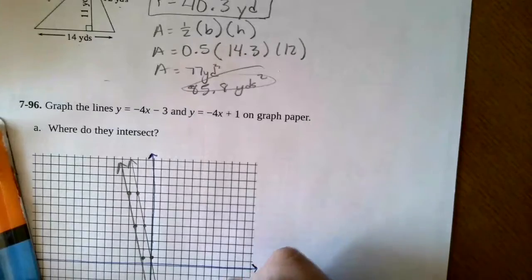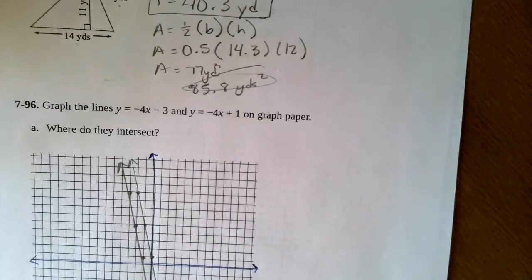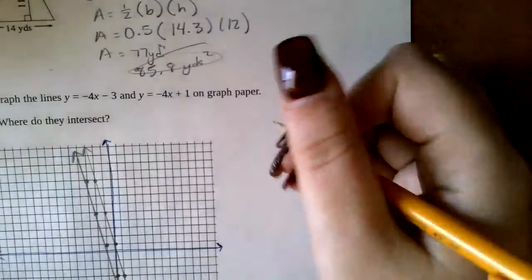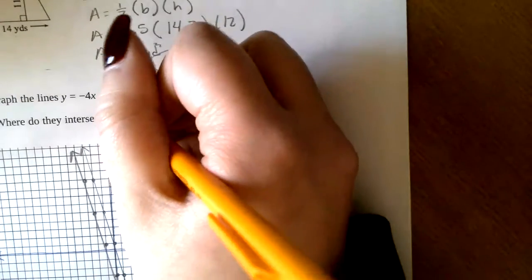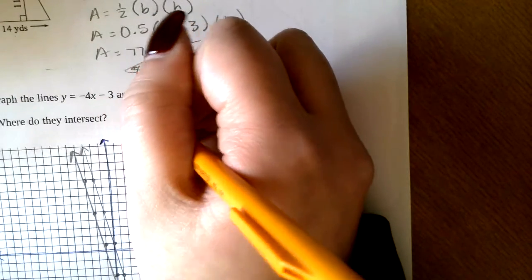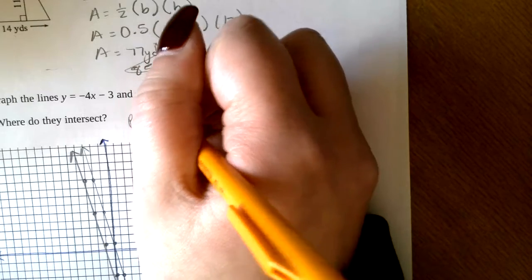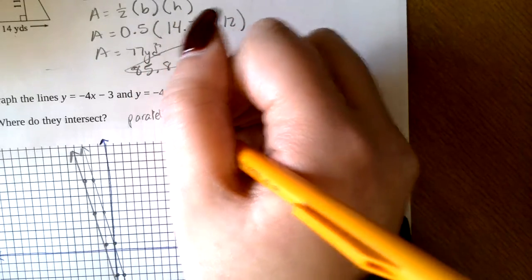I didn't do a great job of drawing that one, but we did our best. These lines are parallel, right? So where do they intersect? They are parallel, meaning that they will not intersect.